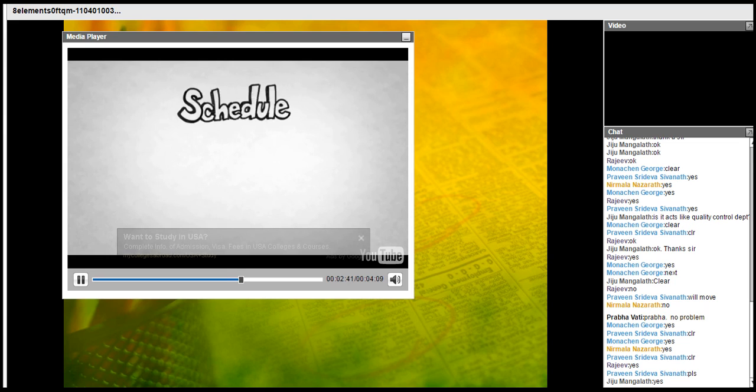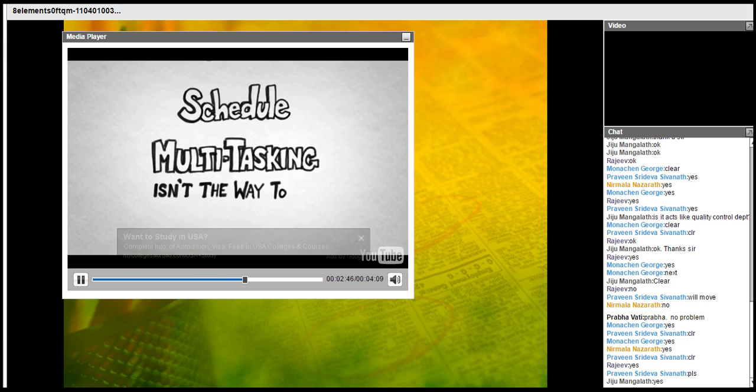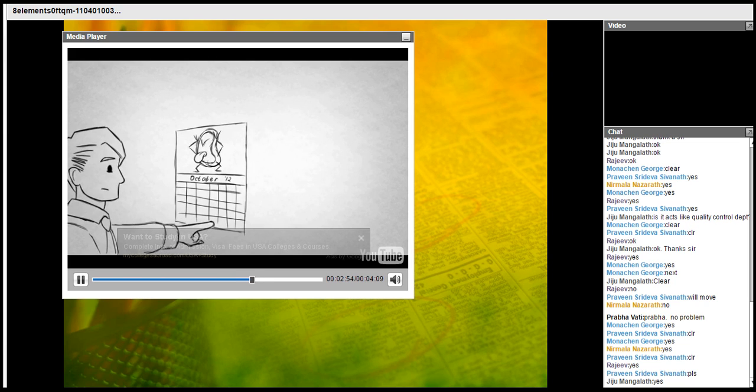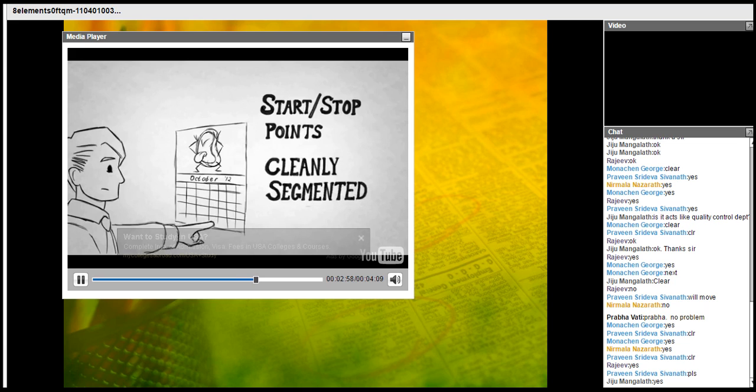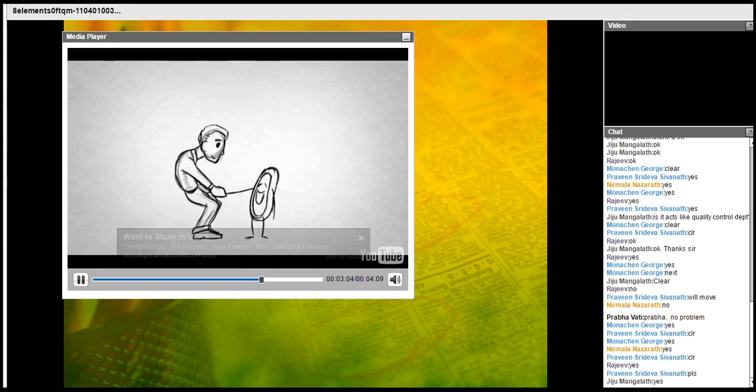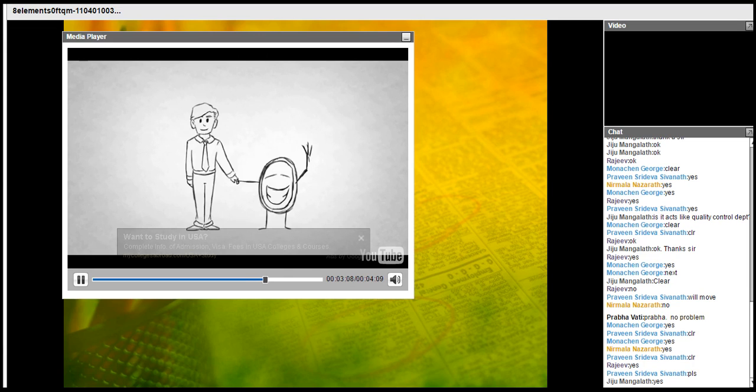Schedule. Hey, we all try to kill 2 birds with 1 stone, but odds are multitasking will actually just stress you out and delay you even more. Instead, set aside blocks of time for individual activities. For each activity, set start and stop points. This way your day is cleanly segmented. Then stick to this schedule. Try going 1 week using these tips to reduce your wasted time. At the end of a week, go figure out where you've improved your time management skills and how much time you've saved.